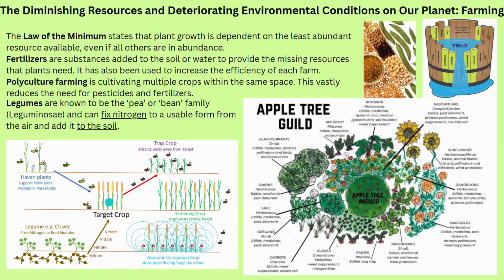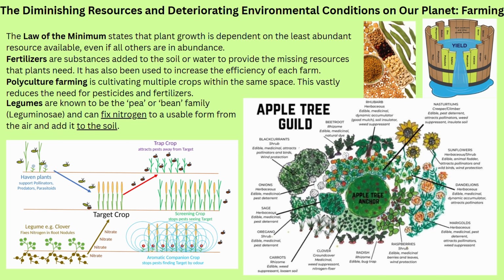Put simply, these target plants are surrounded by different groups of plants that all help it in some sort of way. You have haven plants, which support natural pollinators, predators, and parasitoids. Trap crops that attract pests away from the target crop. You have screening crops, which stop pests from directly seeing the target crop. And you also have aromatic companion crops that deter pests from seeing the crop through odors rather than a physical barrier. And then you also have groups of plants that help bring nutrients back into the soil.